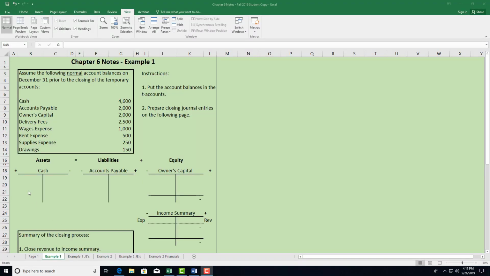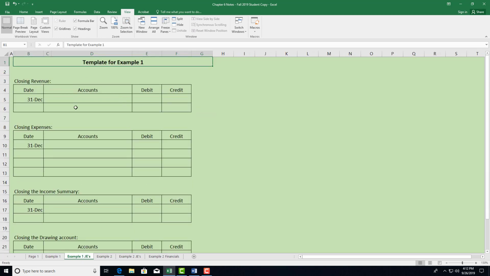This video covers example 1 in the chapter 6 notes. I am on the second tab in the notes, and the instructions say put the account balances in the T accounts, and then number 2, prepare closing journal entries, which I have a template for on the next page.